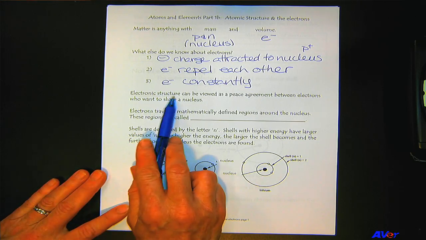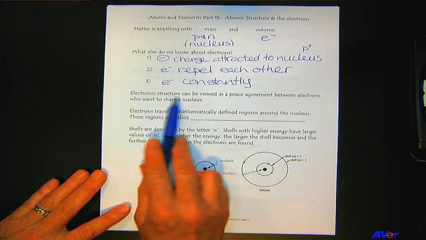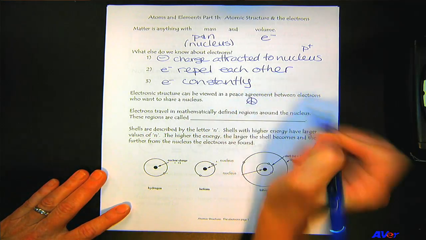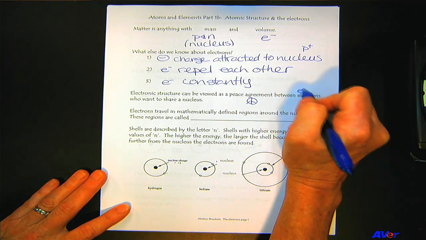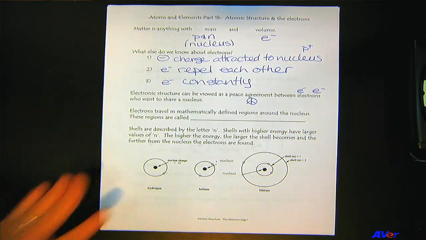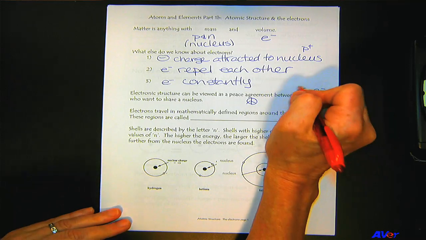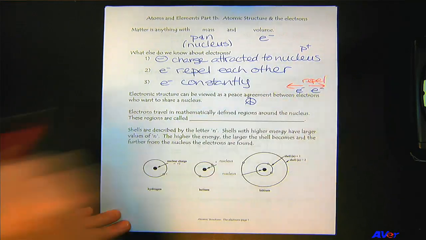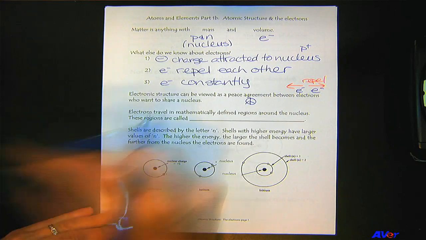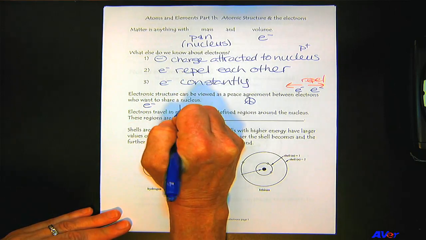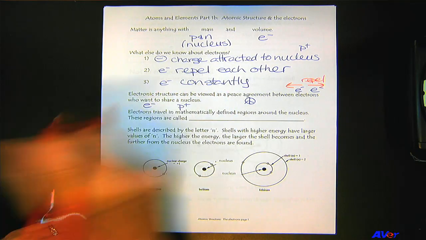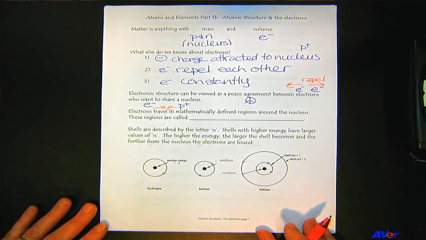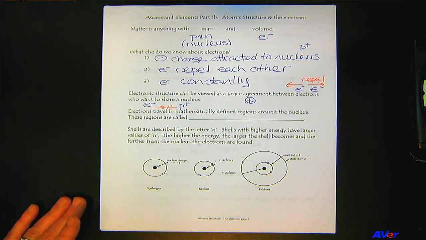All right, so we can think about the electronic structure as a peace agreement between the electrons, which don't like each other and want to stay as far apart as possible, with the electrons being attracted to the protons. All right, so we have to come up with a balance inside the structure of the atom.